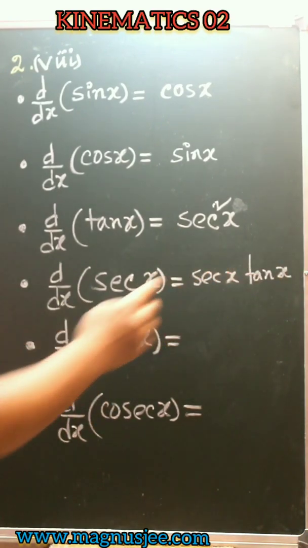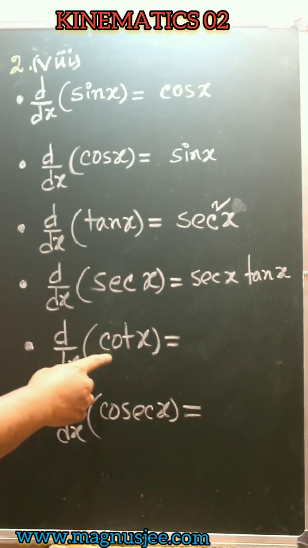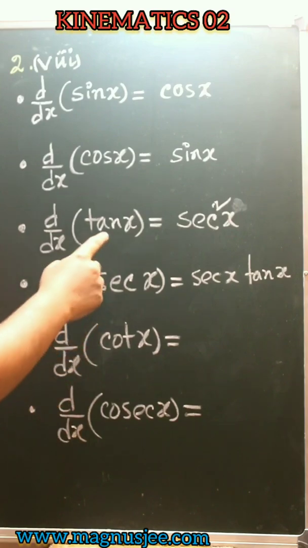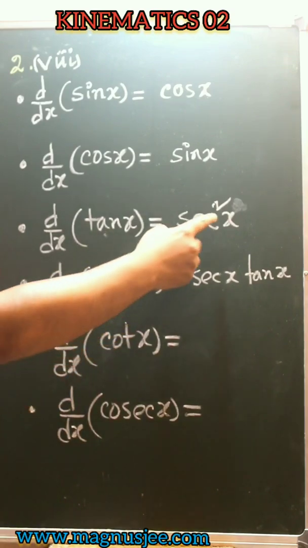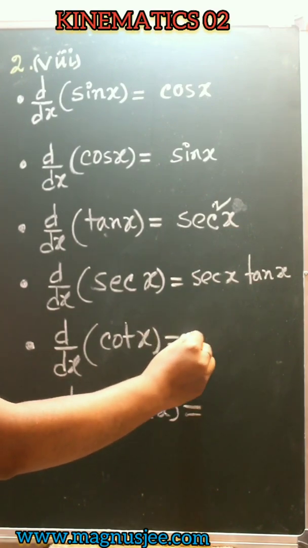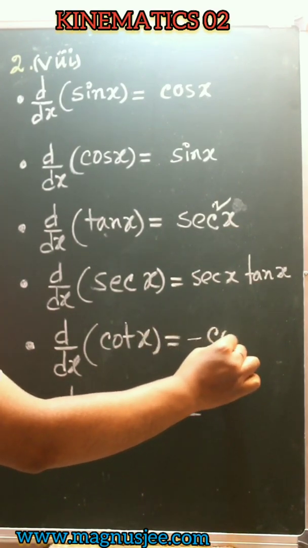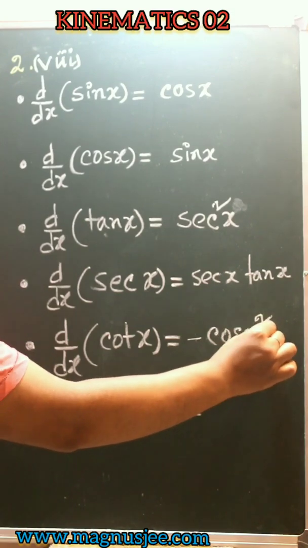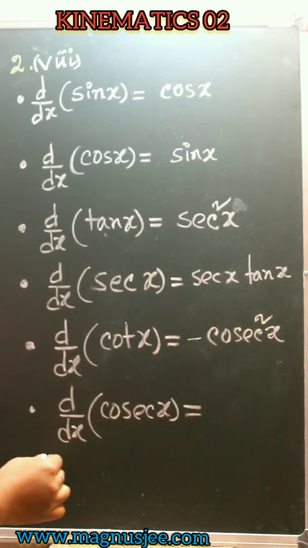Now sec x tan x. d/dx of cot x will follow the same as the tan x formula. That means from tan x we get sec square x, and from cot x we get cosec square x, but there should be a negative sign: minus cosec square x. So d/dx of cot x equals minus cosec square x.